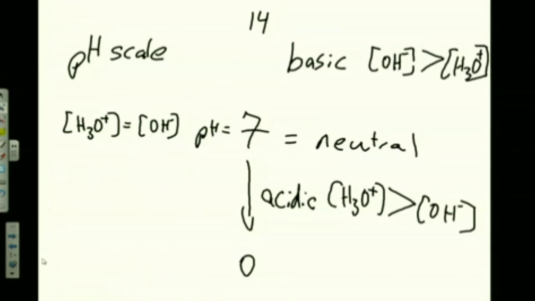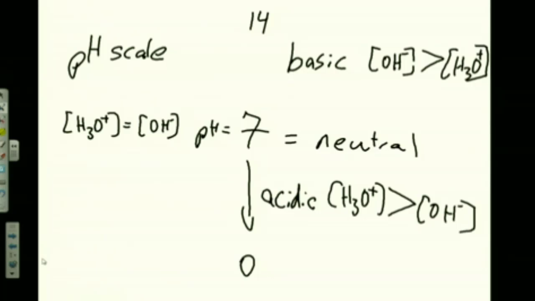Okay? So below pH 7, it's acidic. Above pH 7, it's basic. Now the key factor here is that this is a log scale. What does it mean to have a log scale? You guys know what that means? Factors of 10. What does that mean, factors of 10? Anybody know what factors of 10 mean?